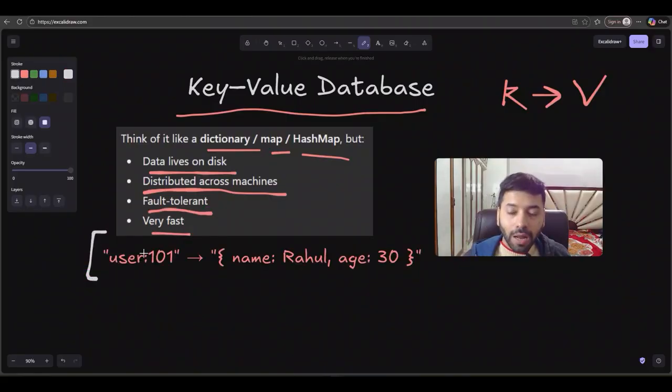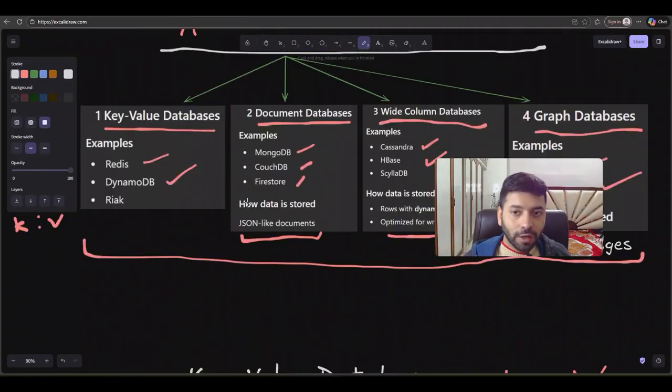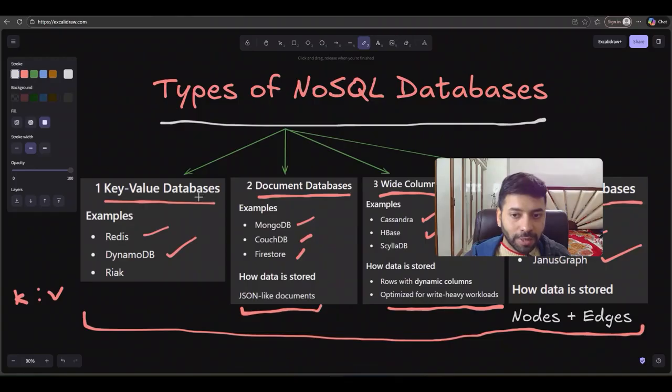So this is an example of how data is stored in a key value database. Okay, so this is the key. You can see user 101, this is the key, and corresponding to this we have this value where we have stored the name of the user and age of the user. Okay, as we discussed earlier, one example of a key value database is Redis, which is very famous.